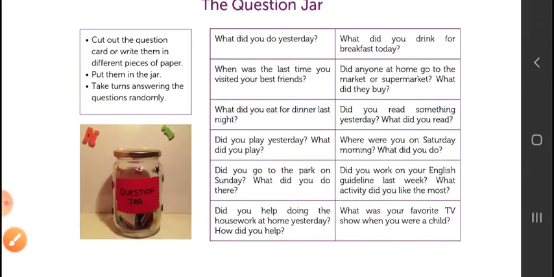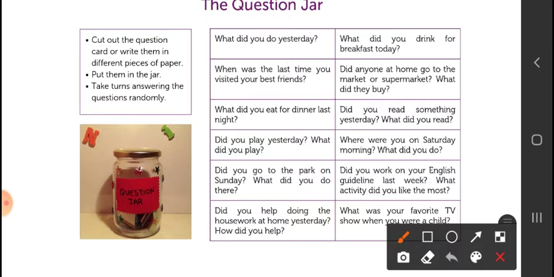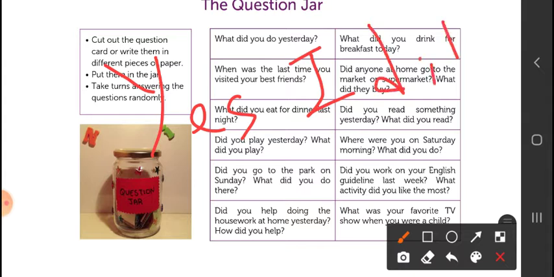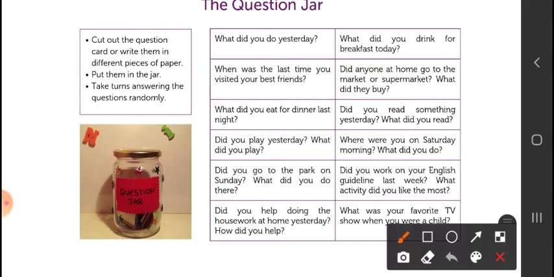Ahora la idea es sacar las questions y responderlas en inglés. ¿Cómo se responden? Yes, I did, or no, I don't. For example, en la mayoría, yes. Yes, I did, no, I don't. For example, did you play yesterday? Yes, I did. Did you go to the park? Yes, I did, or no, I don't.